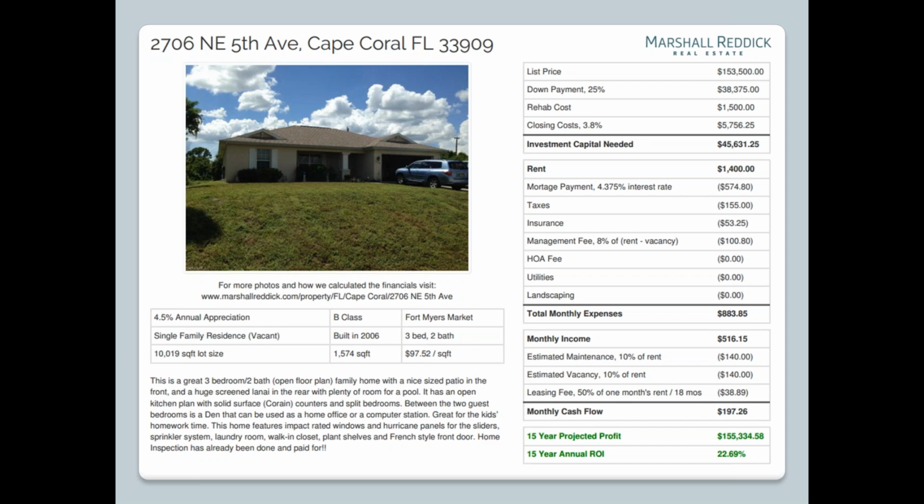So here is an almost 10-year-old property. It's a 3-bed, 2-bath, 1,500 square foot home. Very nice, just bread and butter house in Cape Coral, Florida, which is on the west side of the peninsula, about 2 hours south of Tampa.